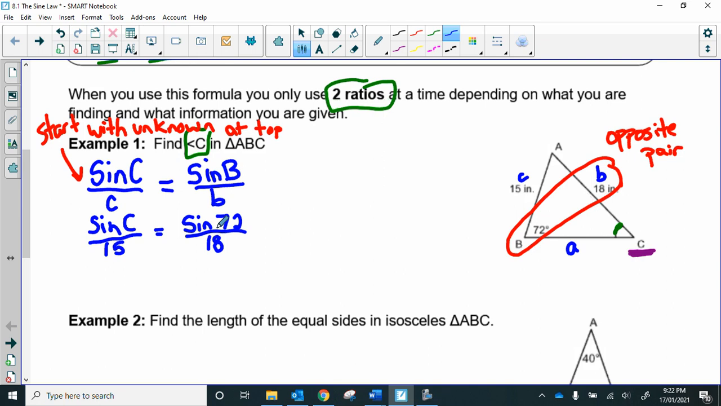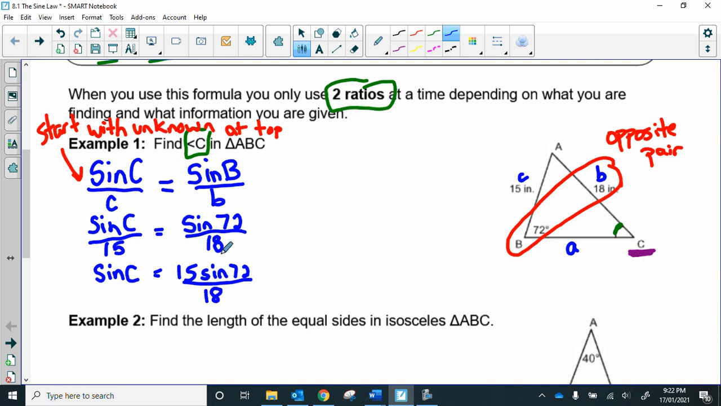So now we're going to get big C all by itself. Right now it's divided by 15. So I'm going to take that 15 and multiply it over to the other side so we can try to get this C value here. I'm going to take the 15, move it over. And then there's going to be one last step here.